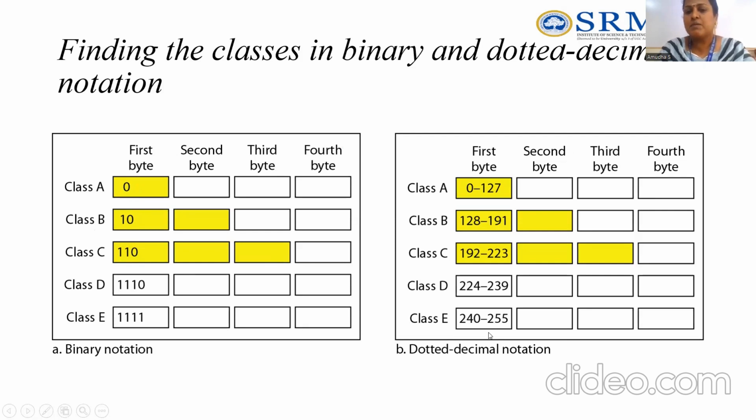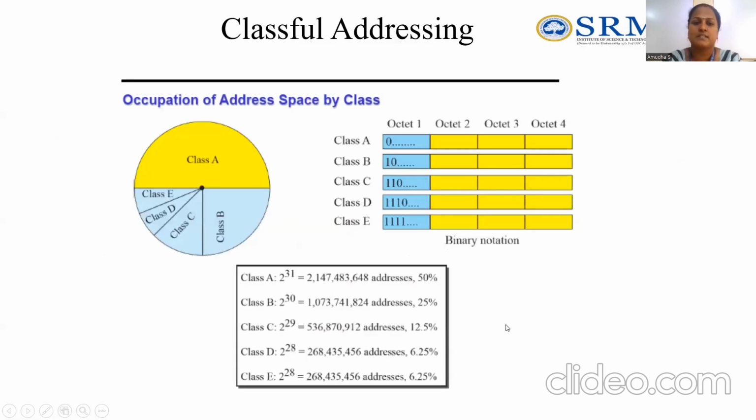In dotted decimal notation, according to the range of the value, we can classify them into class A, B, or C. If the range is 0 to 127, it is class A. 128 to 191, it is class B. 192 to 223, it is class C. Likewise, 240 to 255 means that is a class E address.